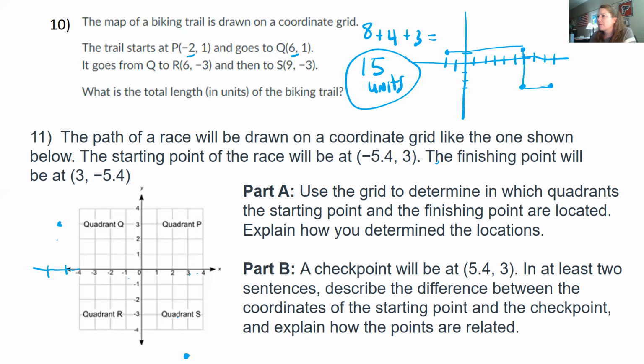Use the grid to determine in which quadrants the starting point and the finishing point are located, and explain how we determine the locations. So the starting point is in quadrant 2 because we went left, then up from the origin.